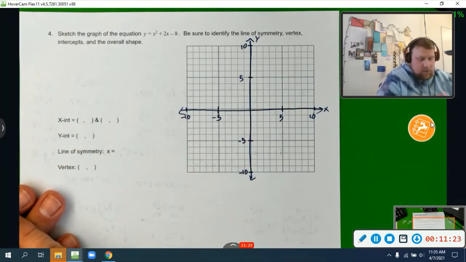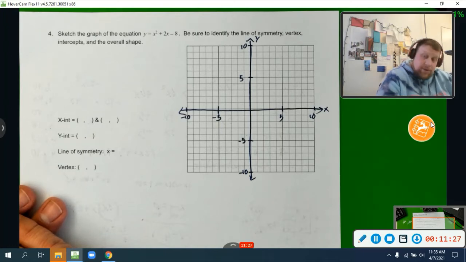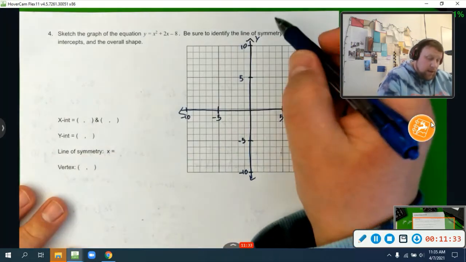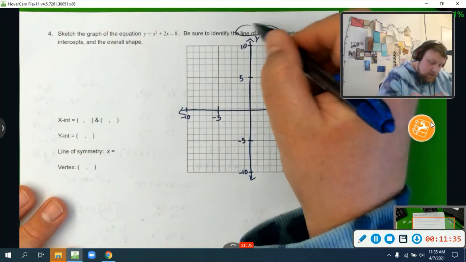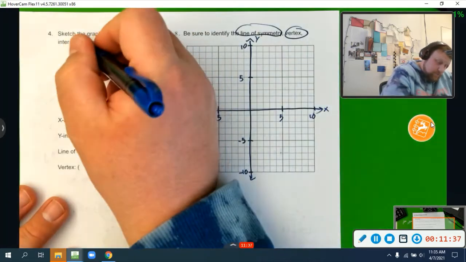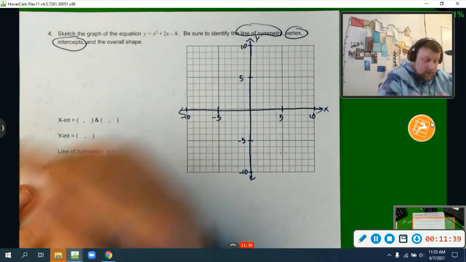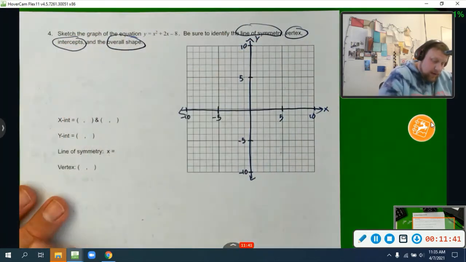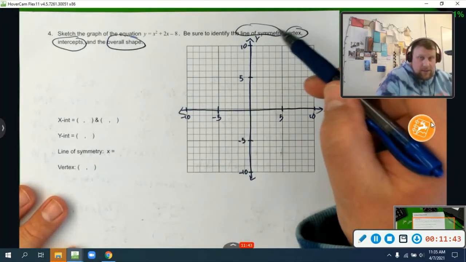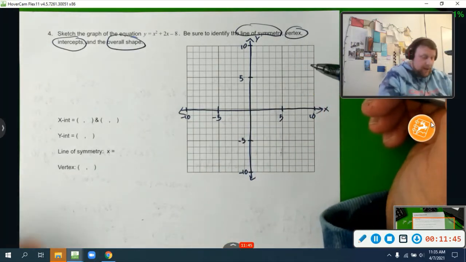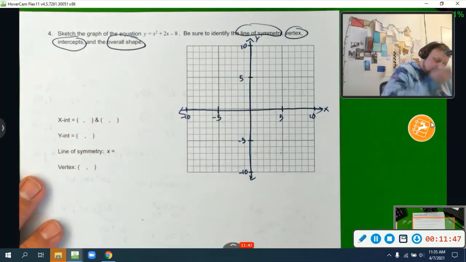Sketch the graph of the equation y equals x squared plus 2x minus 8. Be sure to identify the line of symmetry, vertex, intercepts, and the overall shape. Make sure we do this stuff. Okay? That's what we're finding. The one that gets forgotten a lot is the line of symmetry. You'll see why. So, first things first.